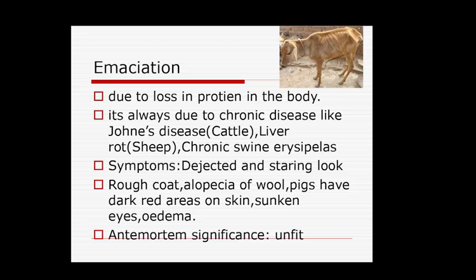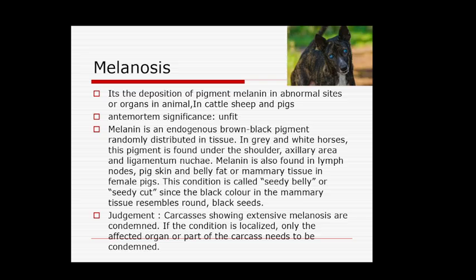Emaciation is due to loss of protein in the body. It is always due to chronic disease like Johne's disease and liver rot in sheep, and Johne's disease in cattle. Chronic swine erysipelas. Symptoms are dejected and staring look, rough coat, alopecia of wool, pigs have dark red areas on skin, sunken eyes, edema. So the antemortem significance is unfit.